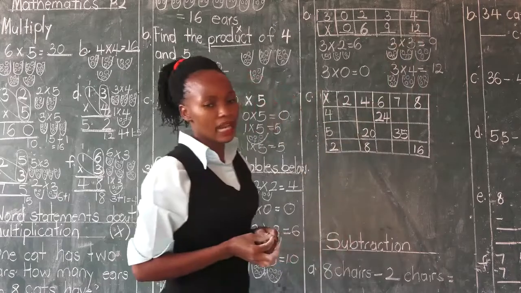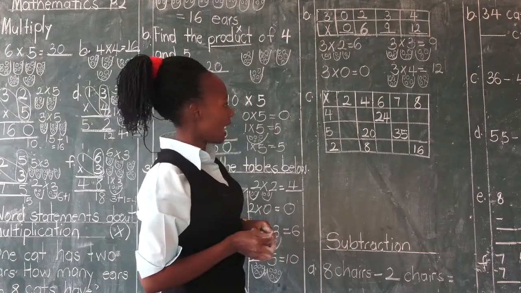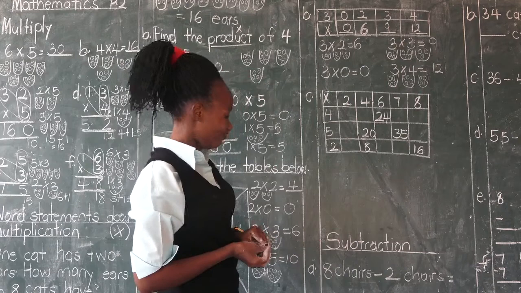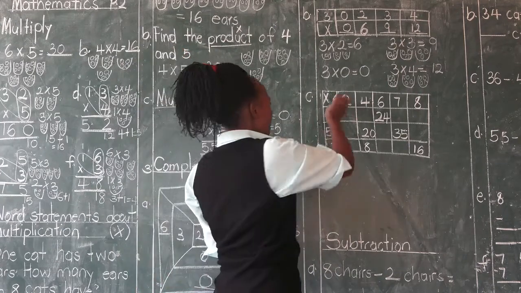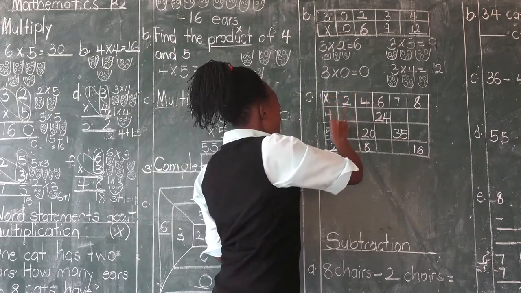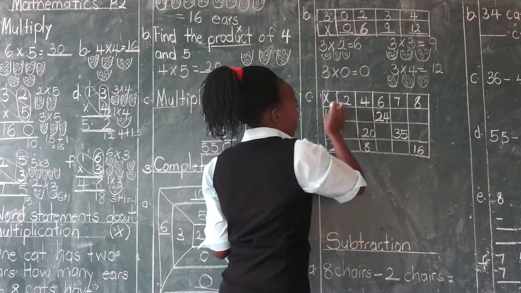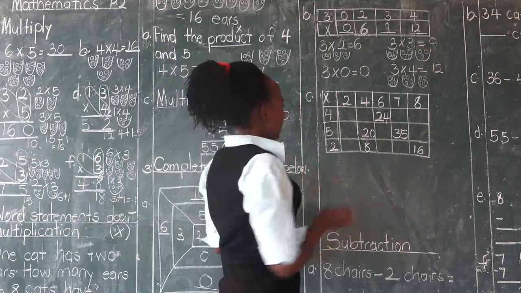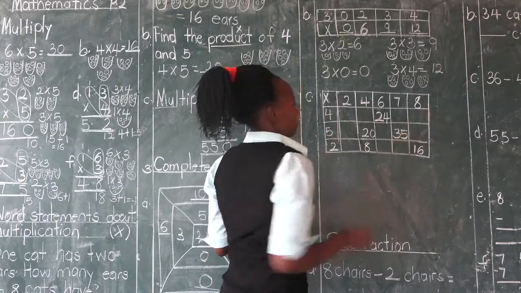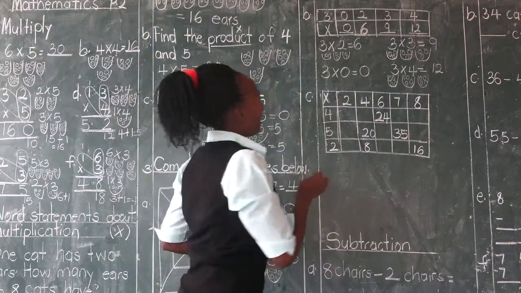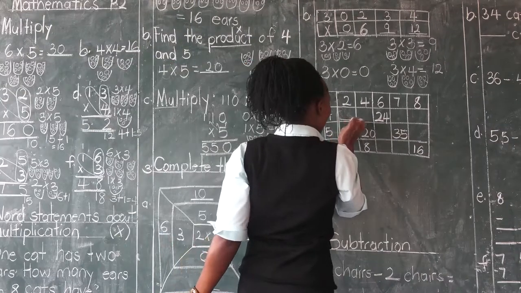Now our table is complete. Now let's look at the last table. Now we have these numbers. We are going to be multiplying using these times these. These times these. That's what we are going to be doing to find out the missing numbers there.